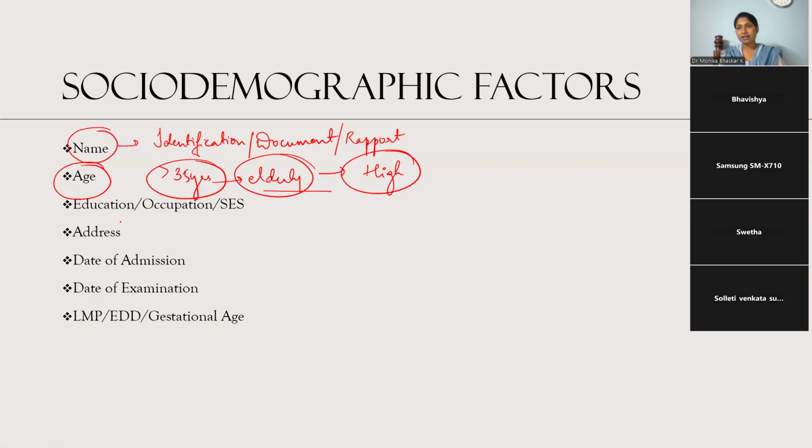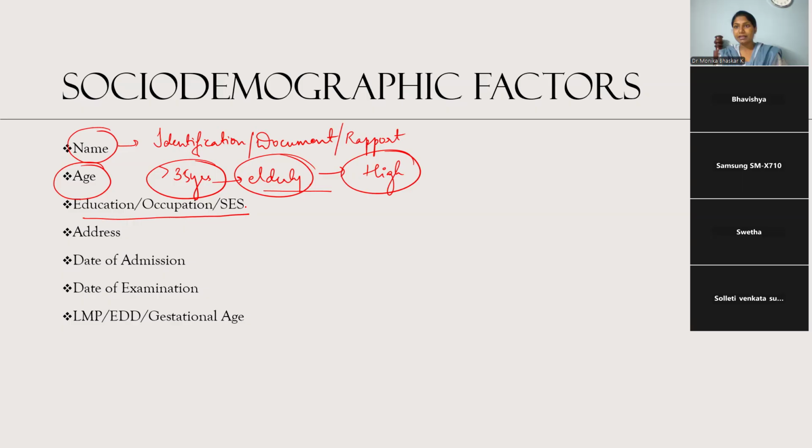The next important thing we have to move to is education, occupation, and socioeconomic status. So we all know that education, occupation, and socioeconomic status go hand in hand. It is always better to address the woman as a pregnant mother rather than a patient, because pregnancy is a physiological process. So it is always better for us to address her as a pregnant mother or a pregnant woman rather than a pregnant patient or an obstetric patient or a case. So it is better we say pregnant mother.